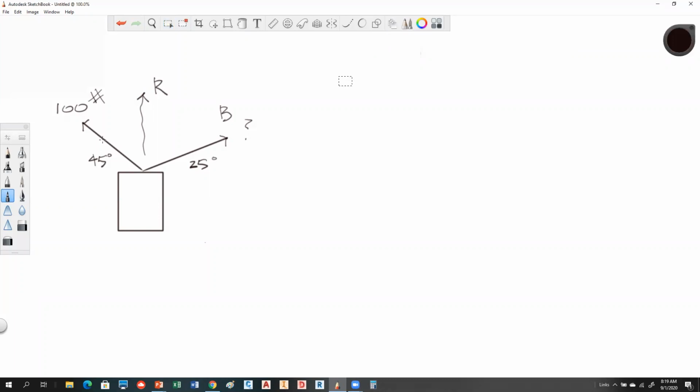Oops. We'll get out of there. All right, so we have an x component. Sorry about that. Not cooperating with me.